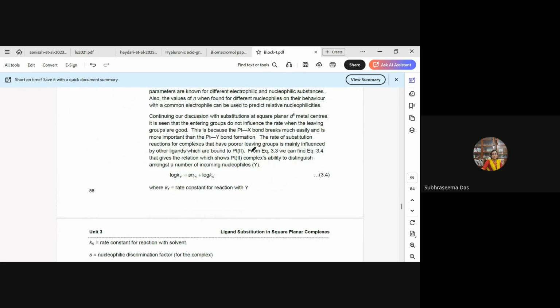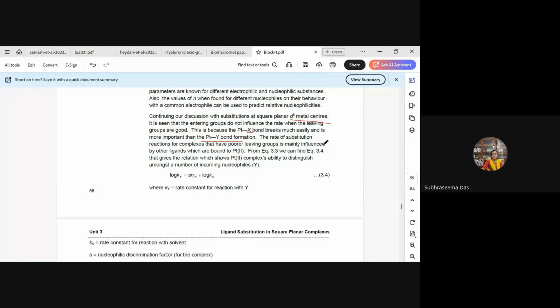So here, when substitution occurs at square planar d8 complexes, it has been seen that the entering groups do not influence the rate of the reaction when the leaving groups are good. This is because the platinum to leaving group bond, that is the X bond, breaks much more easily, and it is more important than the platinum to Y bond formation. So the rate of substitution reaction for complexes that have poorer leaving groups is mainly influenced by other ligands which are bound to Pt2+.